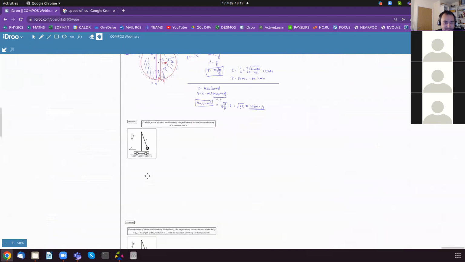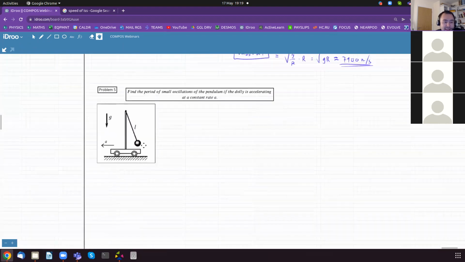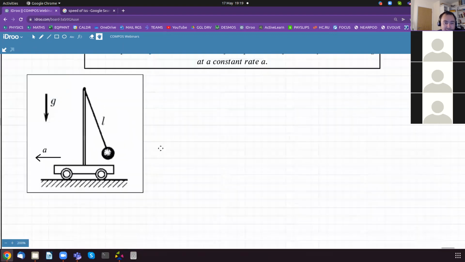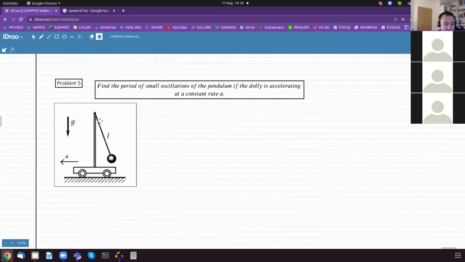Right. Problem 5. Find the period of small oscillations of the pendulum if the dolly is accelerating at a constant rate A. So you have a dolly and a pendulum, and the dolly is accelerating at a constant rate.